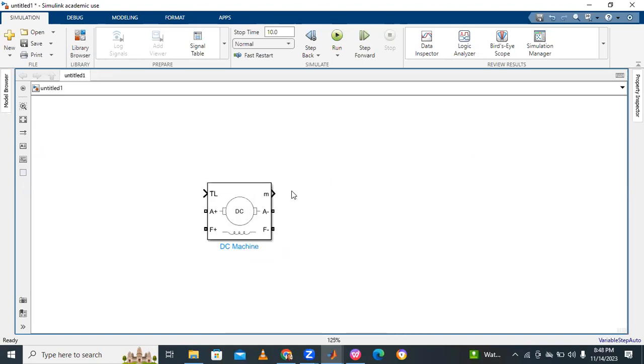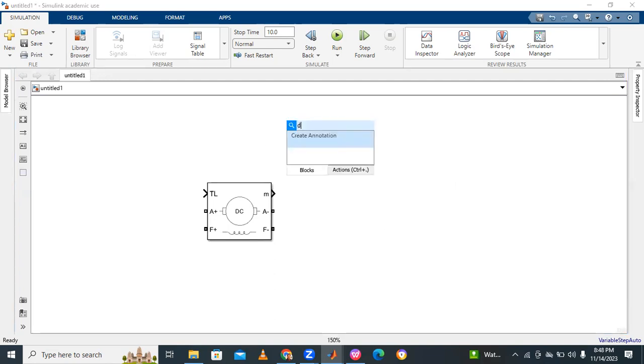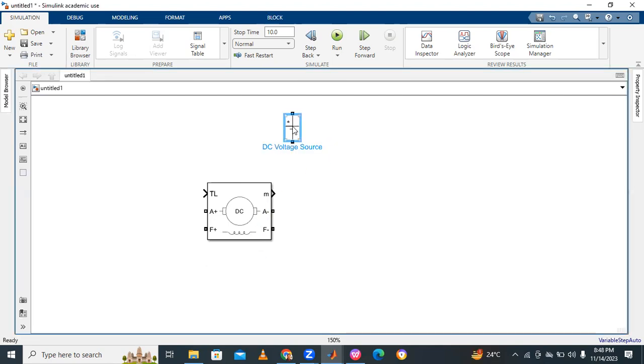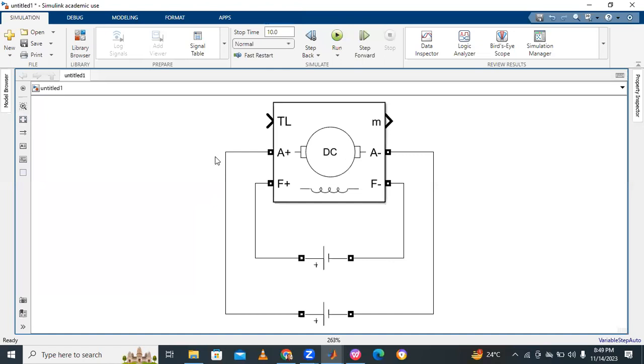First take one DC voltage source, and place it here. This is called DC voltage source. Press Ctrl R to rotate it like this. And one more DC voltage source is required to connect field winding and armature winding. First connect this positive terminal to the positive of field winding, and the negative terminal of field winding to the negative, and the positive terminal of armature winding connect here like this, and here this way. Okay, like this it is connected.